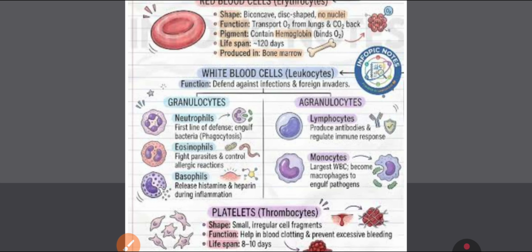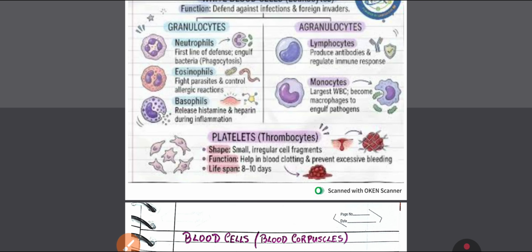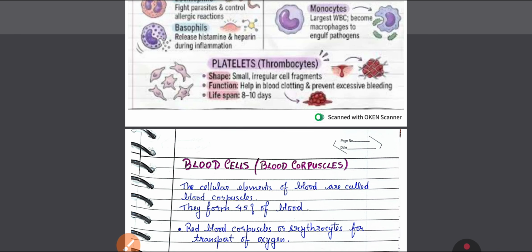Then we have the white blood cells, which are of two types, granulocytes and agranulocytes. Granulocytes are of three types: neutrophils, eosinophils, and basophils. You can have a look at the shapes here. Then we have agranulocytes, which are lymphocytes and monocytes. We will study that in detail afterwards. Just have a look at the shape and size. Platelets, also known as thrombocytes, help in clotting. The shape is irregular and the function is to help in blood clotting and prevent excessive bleeding. The lifespan of platelets is 8 to 10 days.